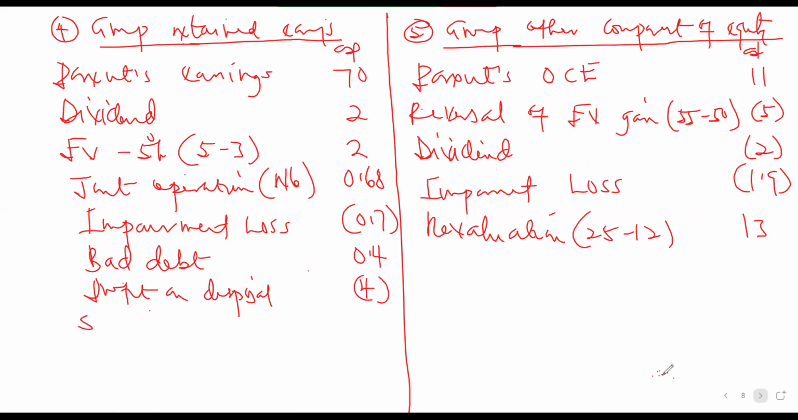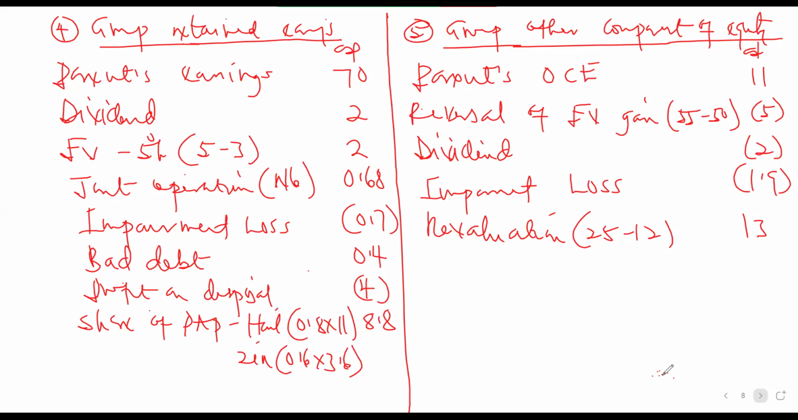The parent share of the post-acquisition profit for here will be 0.8 multiplied by 11. That will give you 8.88. So the share of profits for zinc will give you 0.6 multiplied by 3.6, which is 2.16. So you can now put this one also together for them.